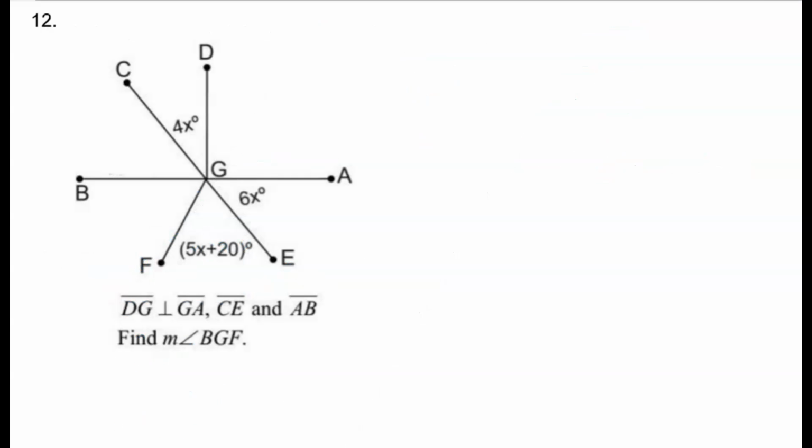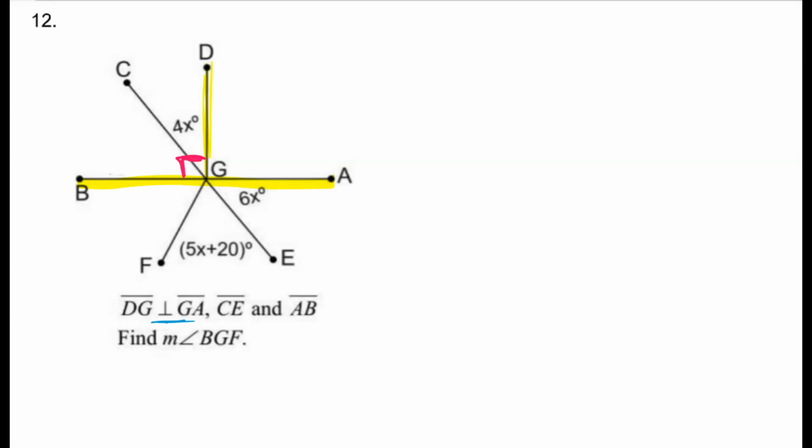For number 12, this one is hard to start, but I'm going to read it first. Segment DG is perpendicular to GA. I'm given segment CE and segment AB, and I want to find the measure of angle BGF right there. Couple things. If my line segments, or my lines, are perpendicular, remember that means that they intersect to form right angles. So I know both of those are right angles in case that helps me later.